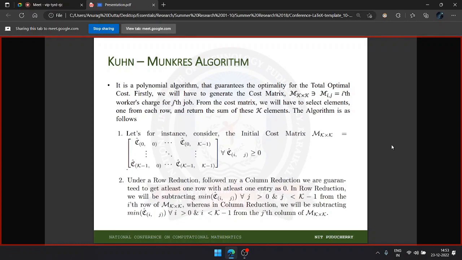Firstly, let us consider the initial cost matrix being something like this, where it would be a k cross k matrix. We would give it a row reduction followed by a column reduction. Now, what is this row reduction? In row reduction, we would try to get the minimum value possible in that particular row, and subtract that from that ith row. And in column reduction, we would subtract the minimal value of the column from the jth column.